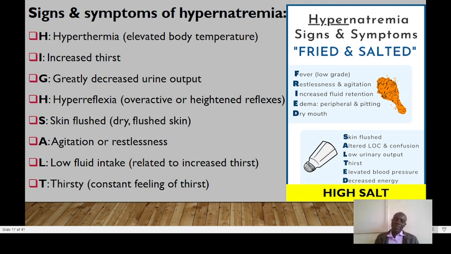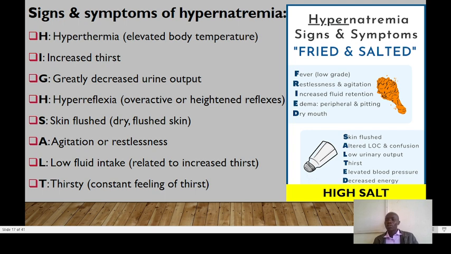All right, we have the fried salted, and we have the high salt. So high stands for hyperthermia. This is elevated body temperature. So patients will be presenting with elevated body temperature, and that explains why patients with elevated body temperature are normally put on fluids.